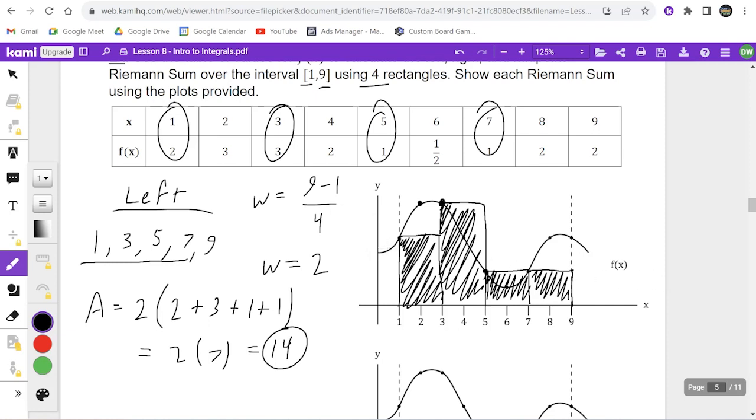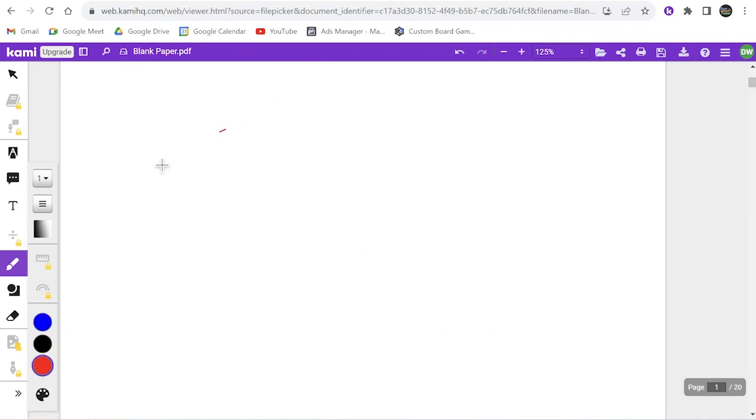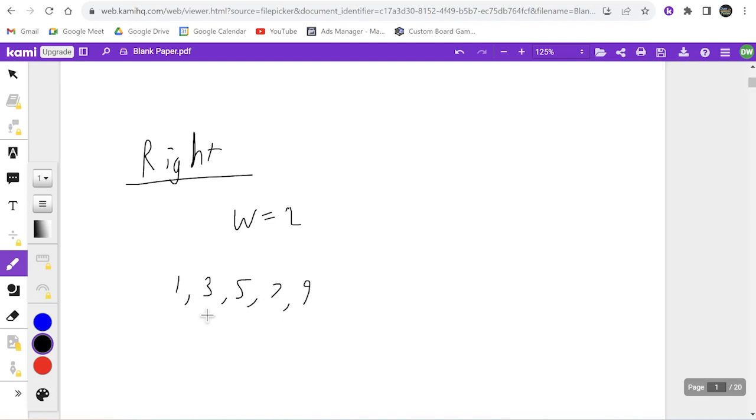Next we're going to do the right Riemann sum. The right Riemann sum is very similar. You'll notice that it starts out the same way. Width is still 2. It's going to be the exact same math. The numbers are 1, 3, 5, 7, and 9. The only thing that's different is I'm choosing these numbers, 3, 5, 7, and 9.